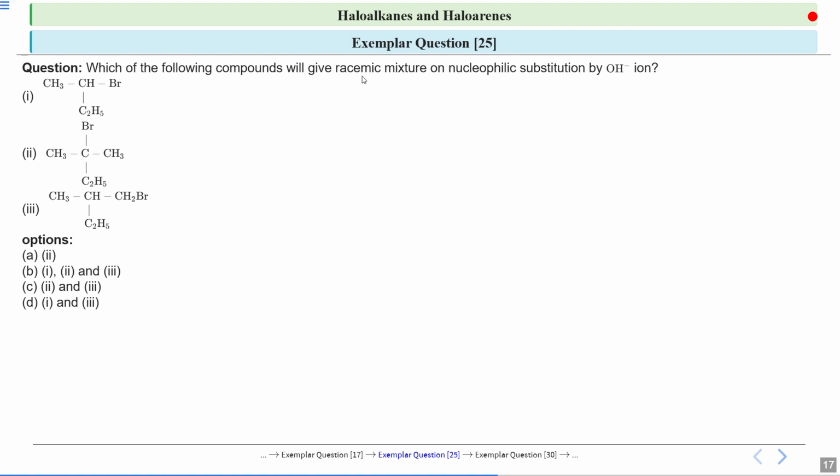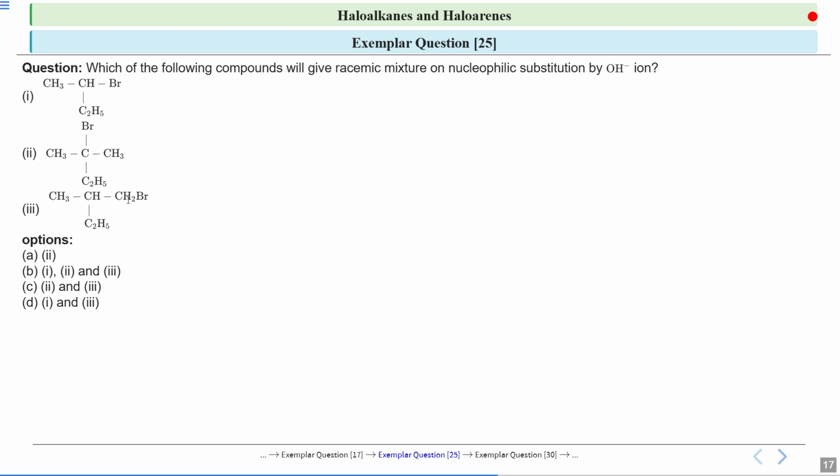Let's see our next question, the exemplar question number 25. This question is saying, which of the following compounds will give racemic mixture on the nucleophilic substitution by hydroxyl ion? So we have three different compounds. You have to tell which compound will give racemic mixture when you do its nucleophilic substitution with hydroxyl ion. The first molecule is CH3CH C2H5Br. Second molecule, CH3C Br C2H5 CH3. Third molecule, CH3CH C2H5 CH2Br.